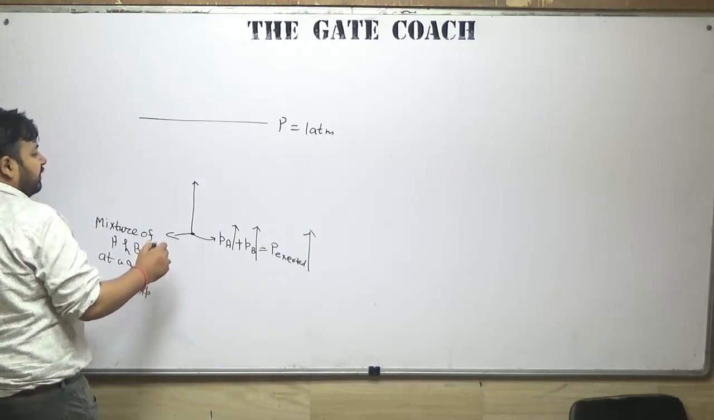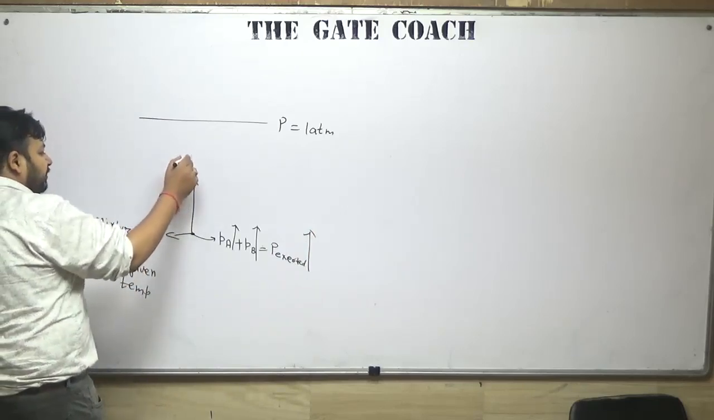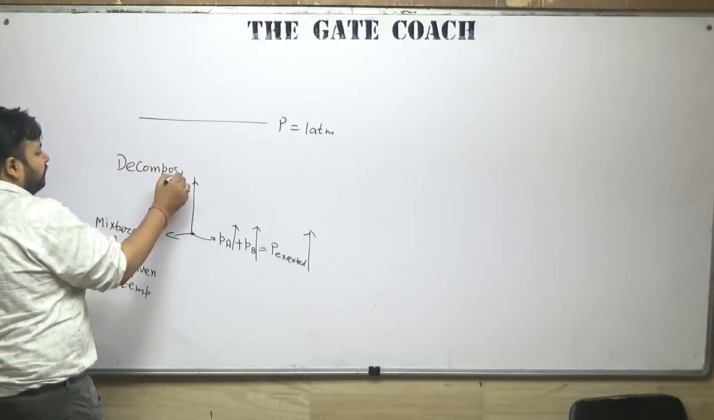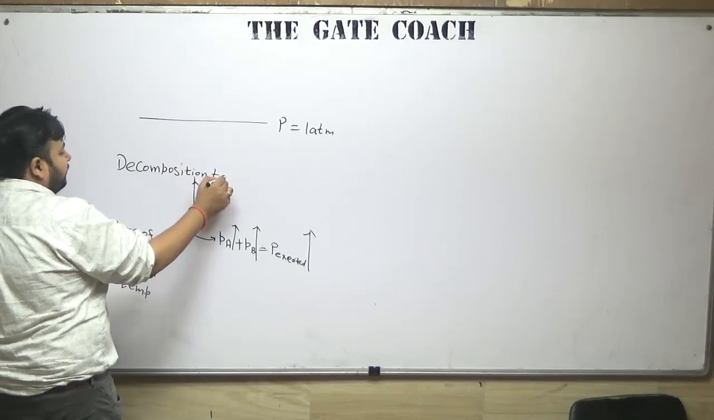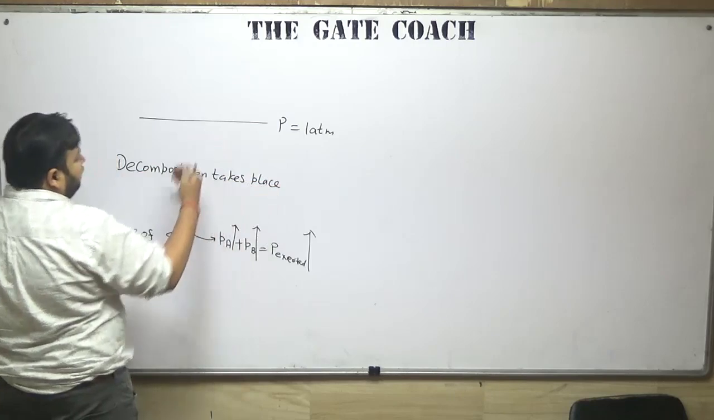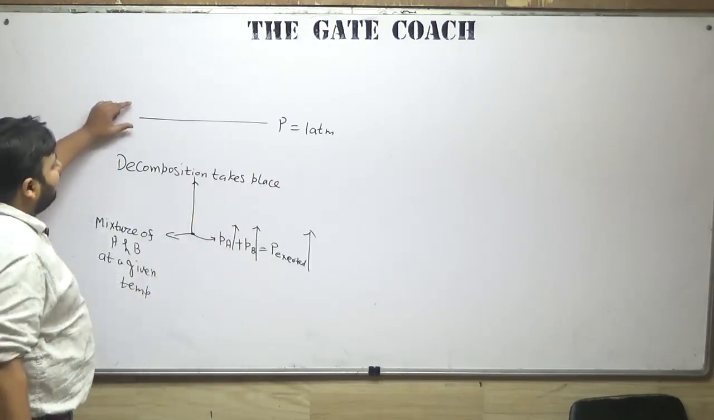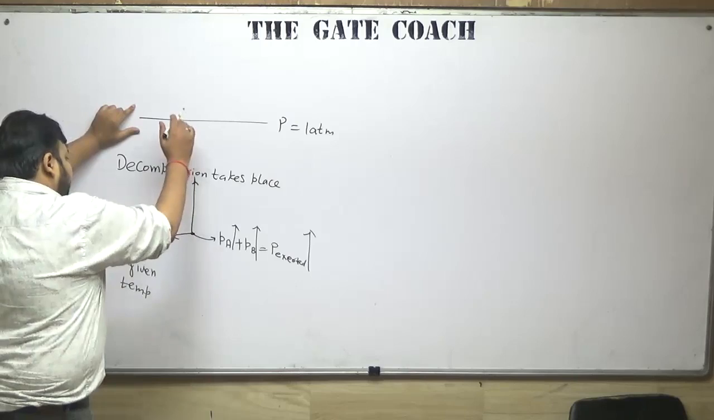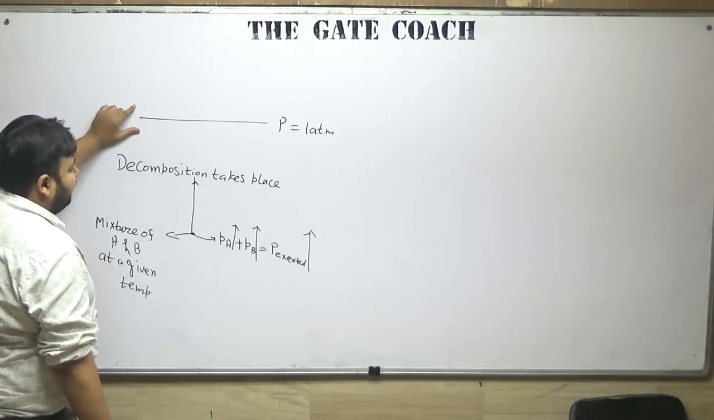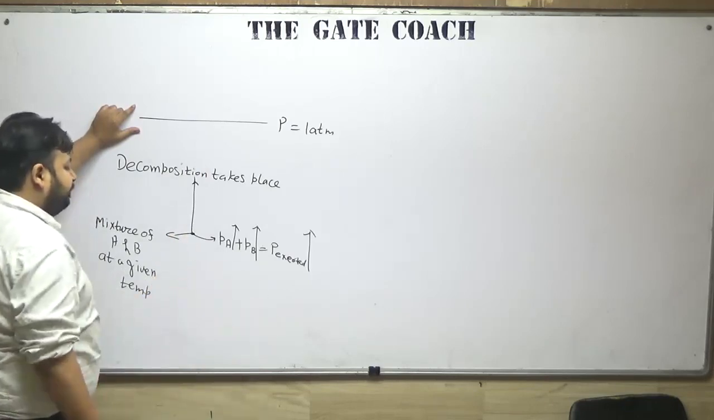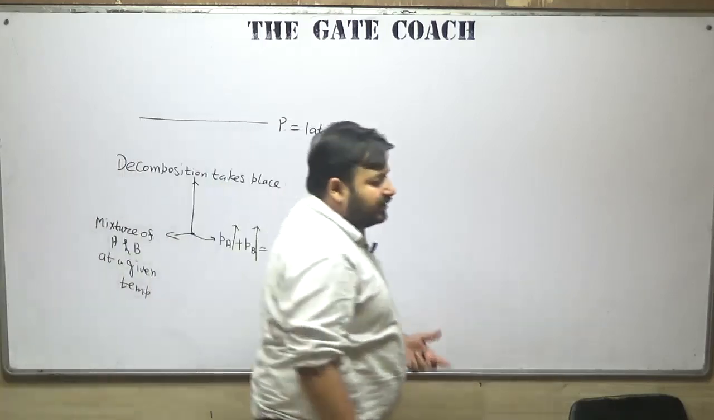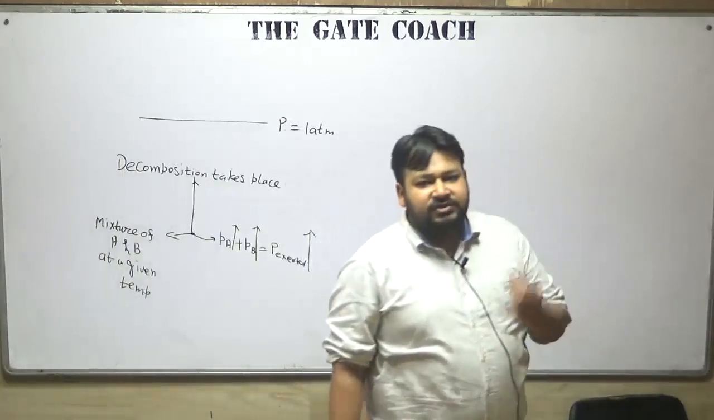But what happens if you go beyond that, decomposition takes place. So even before reaching the final line, final mark, before reaching there, the material decomposes. Okay, that is the meaning of heat sensitive material. Now how to do? We do the steam distillation. So for doing the distillation, what we use is steam.